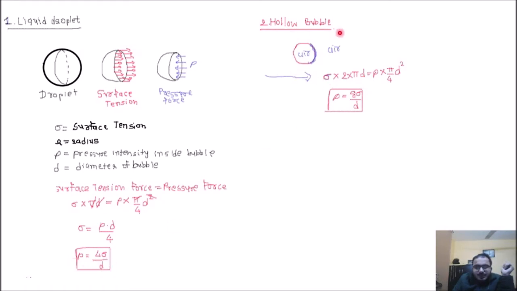And here in case of hollow bubble, the only difference is that in case of liquid droplet, inside the droplet it is full of liquid and outside is full of air. But in case of a hollow bubble, on both sides of the bubble, that is inside and outside, we have air. So the surface tension area increases two-fold, that is 2 into pi into d. So pressure value is 8 sigma upon d, which is double the droplet's pressure.